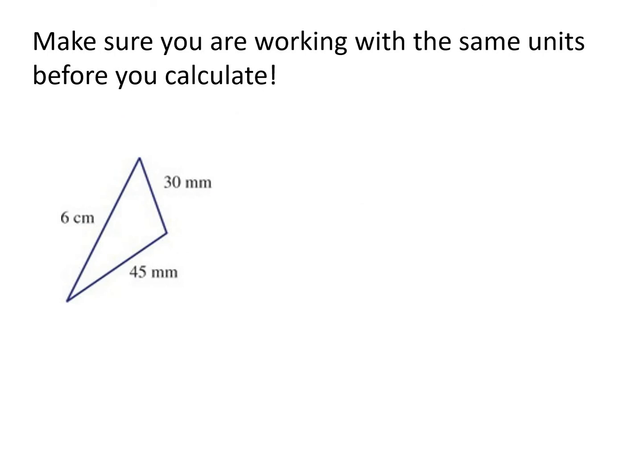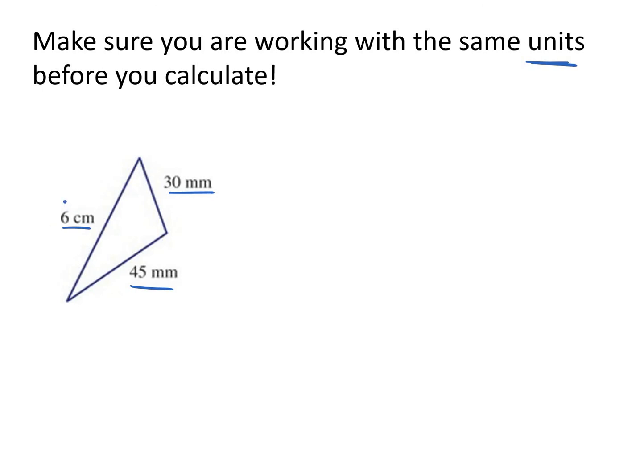Okay, the last thing you need to remember when you're calculating perimeter, or calculating anything to do with measurements, is that you need to make sure you're working with the same units before you calculate. So in this case we've got a triangle, and to calculate the perimeter, I just need to add up the 3 sides. But these 2 sides are given to me in millimeters, and this one's given to me in centimeters. So I'm going to convert, and it doesn't matter, you could convert them all to centimeters or all to millimeters, as long as you're working in the same units.